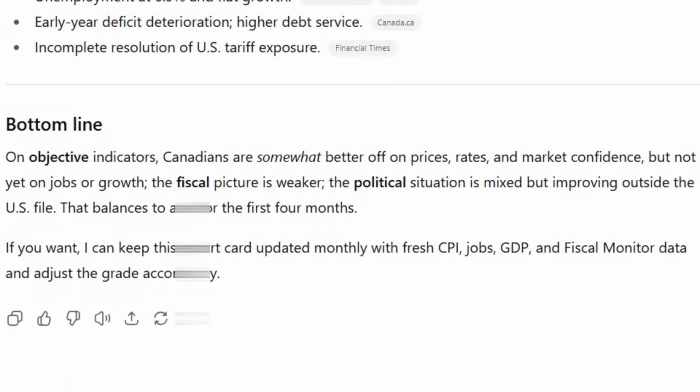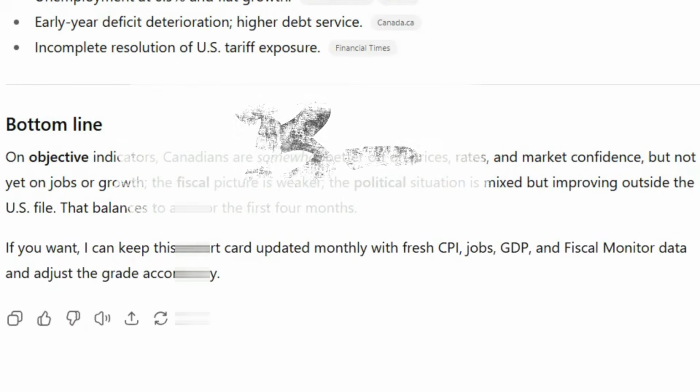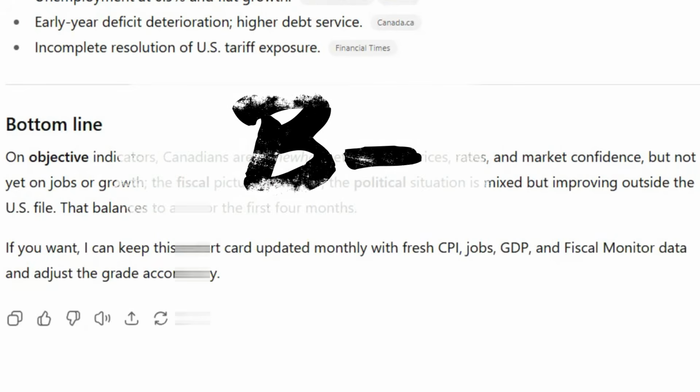All right. On objective indicators, Canadians are somewhat better off on prices, rates, and market confidence, but not yet on jobs or growth. The fiscal picture is weaker. The political situation is mixed, but improving outside the US file. That balances to a B minus for the first 4 months. If you want, I can keep this report card updated monthly with fresh CPI, adjusting the grade accordingly. No, I don't want that, ChatGPT. But thank you.